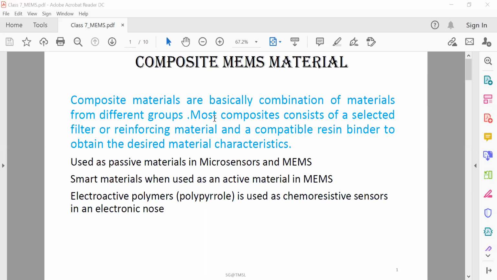These materials are used as passive materials in microsensors or in any MEMS based devices. Also, smart materials are used as active materials in MEMS based devices or microsensors. Here smart means it will have certain unique properties.